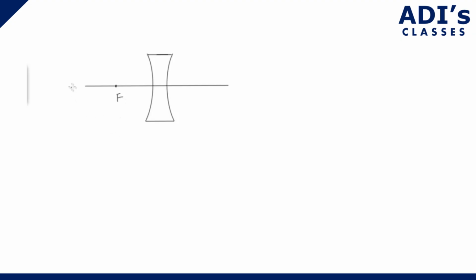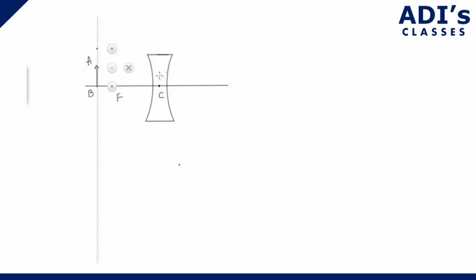Fine. Now let's say we are placing an object somewhere over here. So this is where we are keeping the object, and let's say the object is of this height. So this is the object, call this AB. Now AB is the object. From AB a ray of light will come and meet the lens, correct? So this is one ray of light.